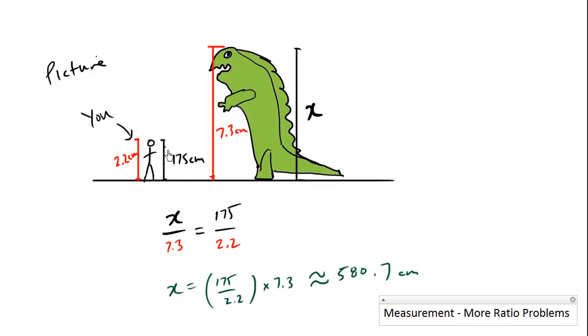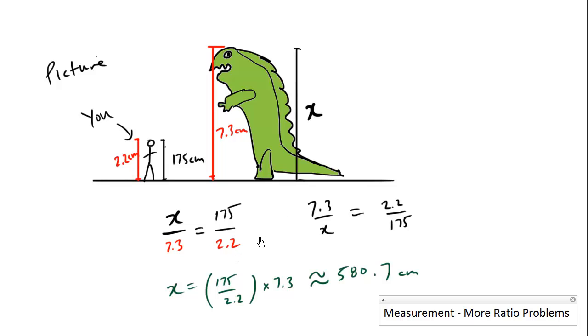centimeters. And when you look at this picture, if you're 175, this here looks like 580. Sounds about right. Now it doesn't really matter if you set up your ratio this way either. If you wrote 7.3 over x is equal to 2.2 over 175, we would have ended up with the same answer. This is fine. You can cross multiply and solve for x as well.